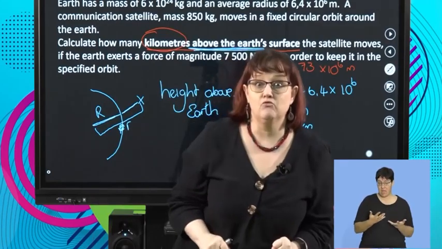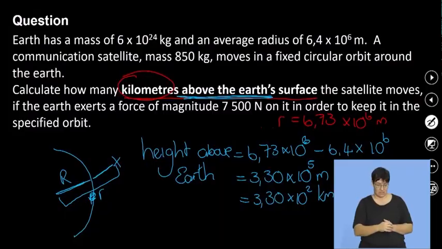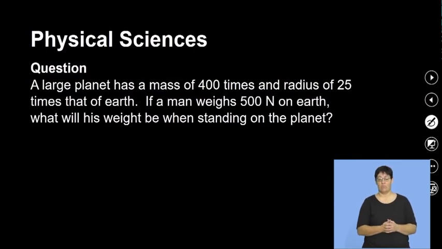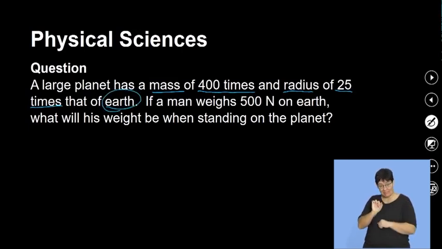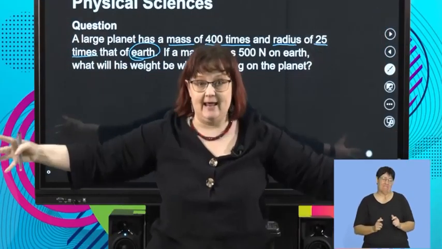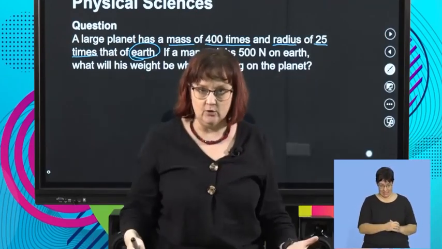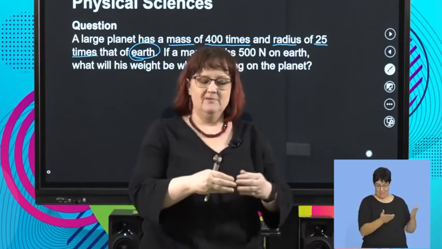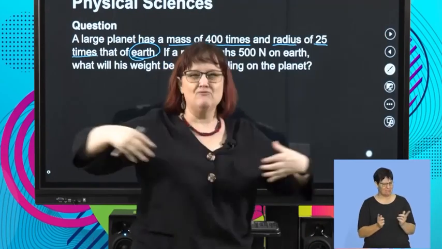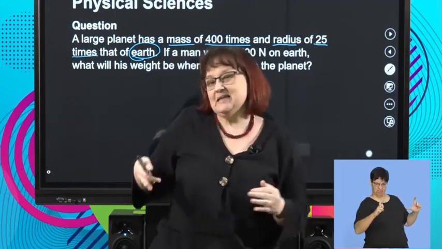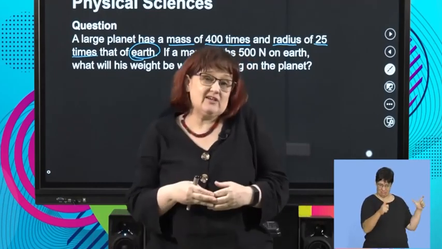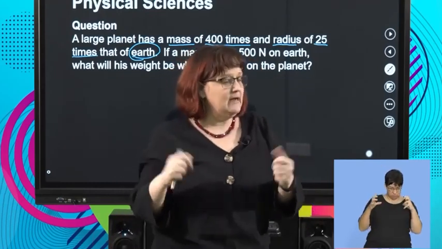But what if we do a ratio question? So, we have a large planet which has a mass 400 times and a radius 25 times bigger than that of the Earth. This is a big planet. It's much bigger than the Earth from a mass point of view. But it's also got a much bigger radius. So it may have a bigger force of attraction. It may not. We're going to have to work it out.